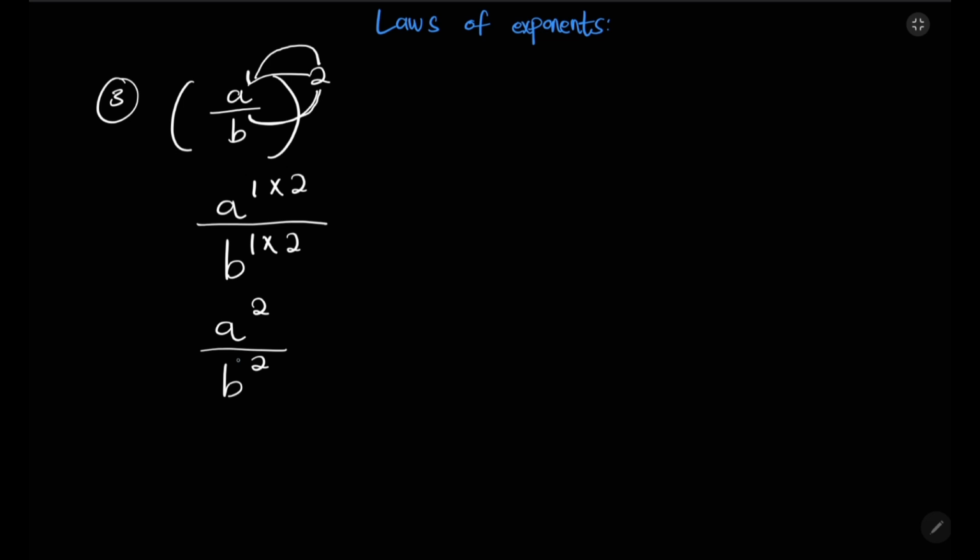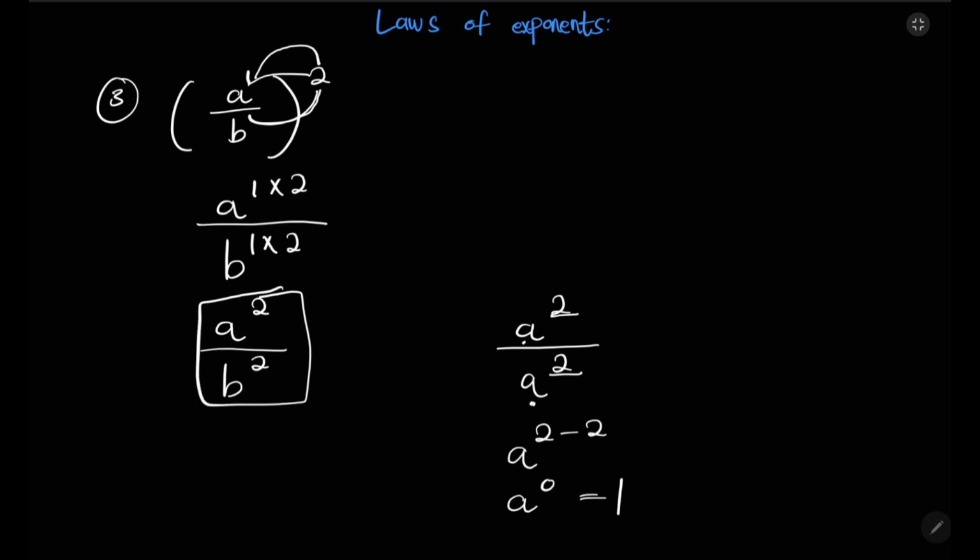If you had the same base, you could use some of the laws of exponents. For example, if you had, let's say, a to the power 2 over a to the power 2, we have the same base a and a. So this will be a to the power 2 minus 2. This will be a to the power 0. And you know that anything raised to the power 0 is 1. But in this case, you don't have the same base. You have a and b. So that is your final answer.